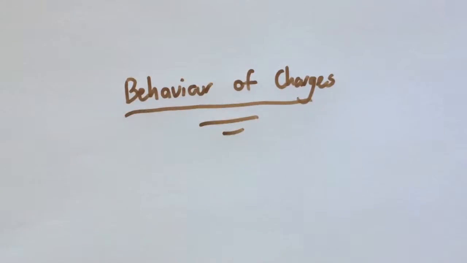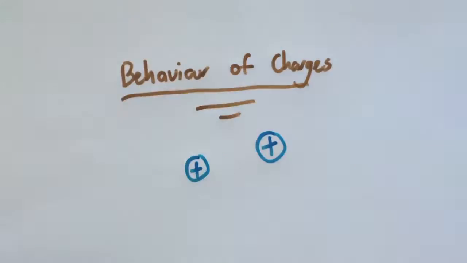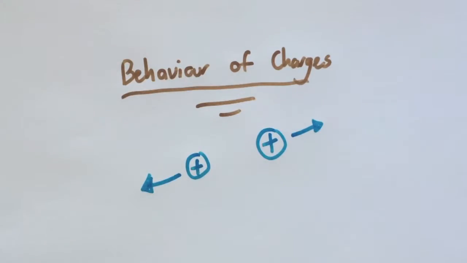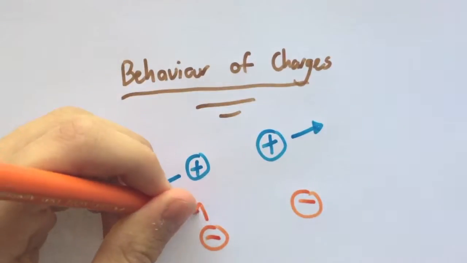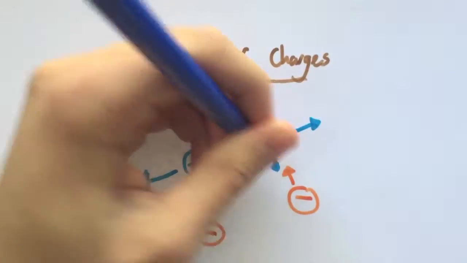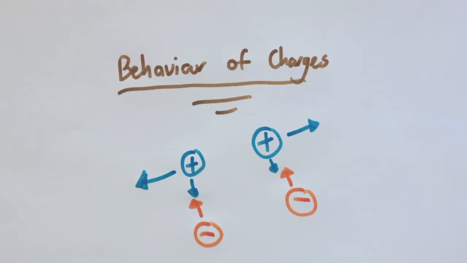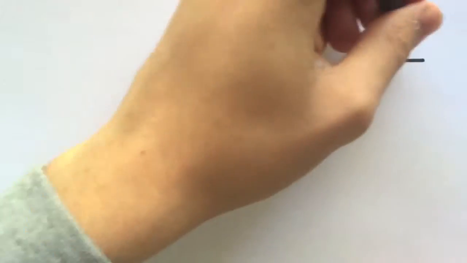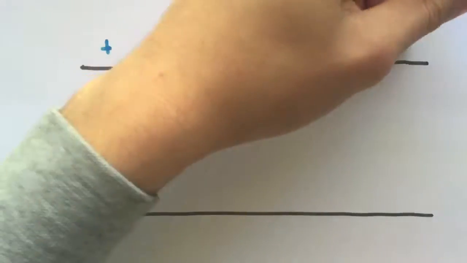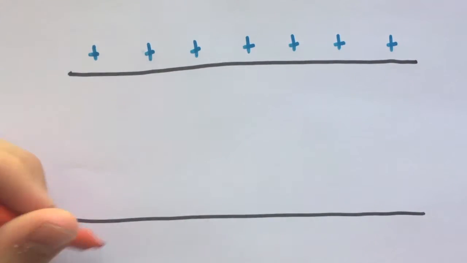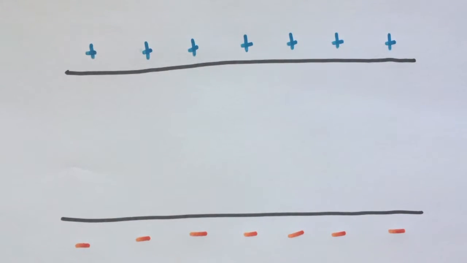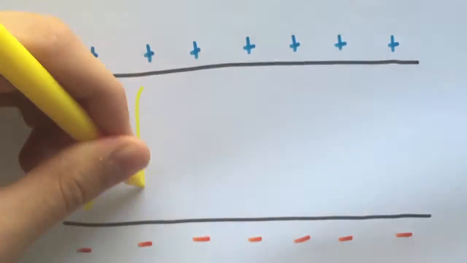The behavior of charges begins by saying that two of the same charges cannot be combined. However, two opposing charges can be joined as they attract each other. If there are two parallel plates with the same opposing charges on each, electric field strength will simply be equal, as presented by the arrows.